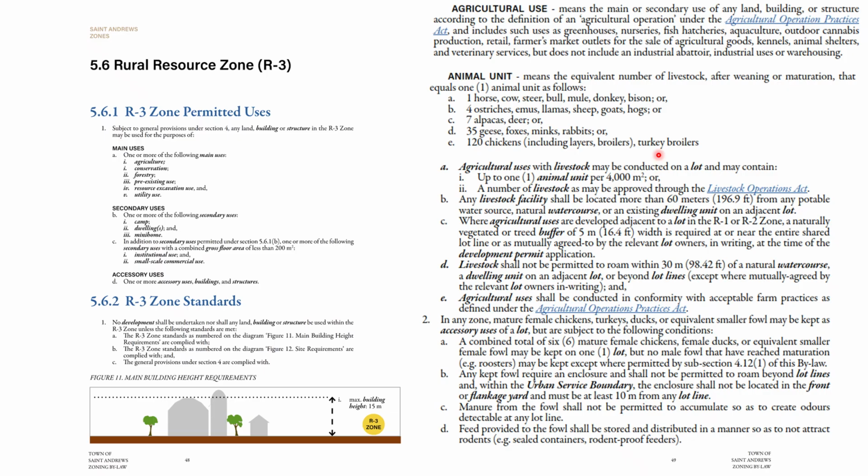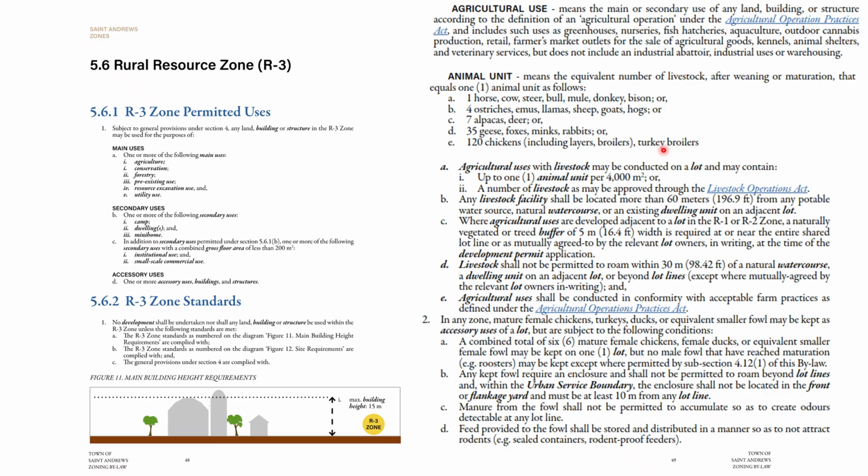Where agriculture uses are developed adjacent to a lot in the R1 or R2 zone, a naturally vegetated or treed buffer of 5 meters is required at or near the entire shared lot line or as mutually agreed to by the relevant lot owners in writing at the time of the development permit application. Livestock shall not be permitted to roam within 30 meters of a natural water course, a dwelling unit on an adjacent lot, or beyond lot lines, except where mutually agreed by the relevant lot owners in writing. Agricultural uses shall be conducted in conformity with acceptable farm practices as defined under the Agriculture Operations Practices Act.